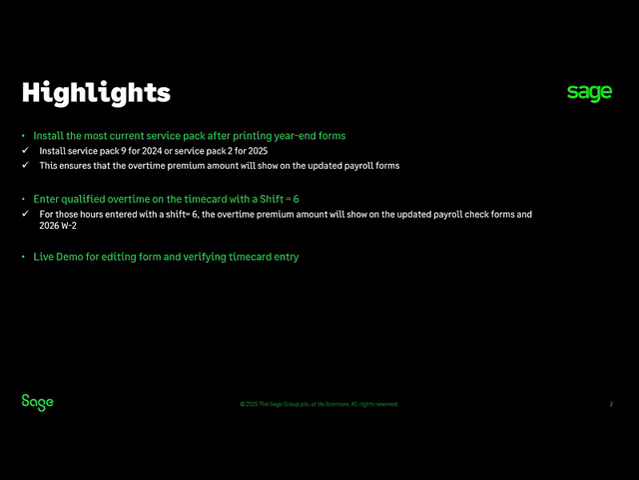You must also enter qualified overtime on your time card with a shift equal to 6. When an item is entered with a shift equal to 6, that designates to the program that it is overtime that you have deemed qualified, and it will show up on your payroll check forms in these fields: a year-to-date amount and a year-to-date hours total.